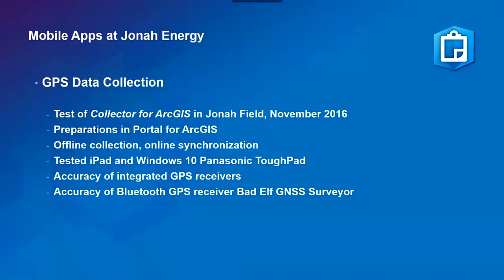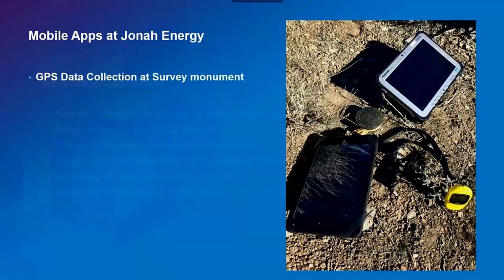I tested using an iPad and a Windows 10 Panasonic ToughPad tablet, and I measured the accuracies using the Bad Elf GNSS Surveyor GPS receiver. So this photograph here shows you what the survey control monument looked like where I was at. And you can see there, you see a Panasonic ToughPad on the upper right corner, and then you see the iPad on the lower left corner. And then the yellow object is the Bad Elf GNSS Surveyor.